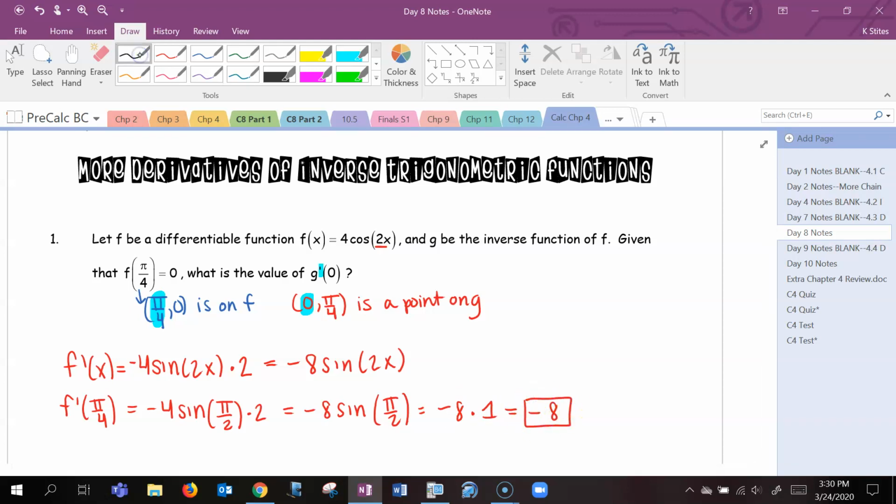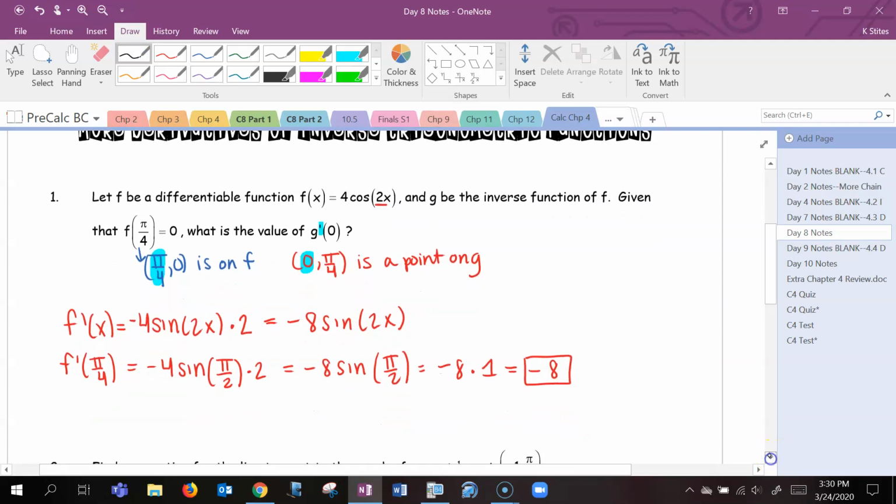This is the slope on f, which means the slope on g, or g prime of 0, would be the reciprocal of this, which is just negative 1/8. That's it.